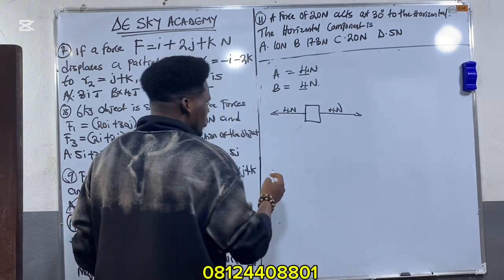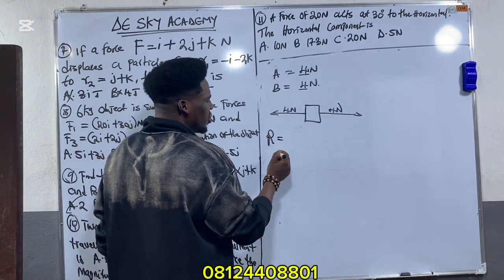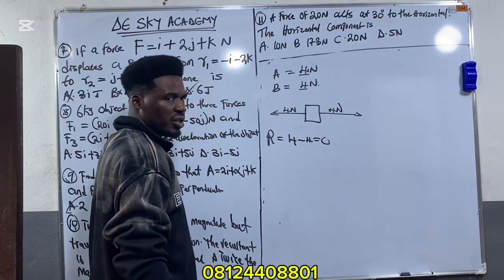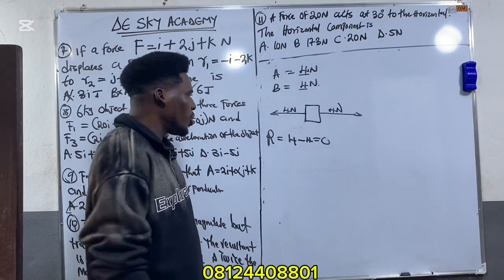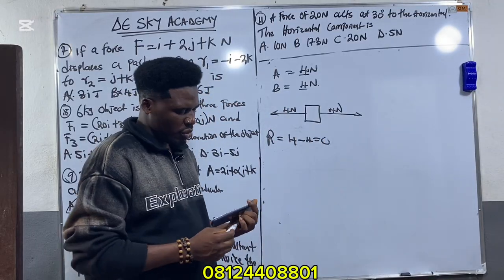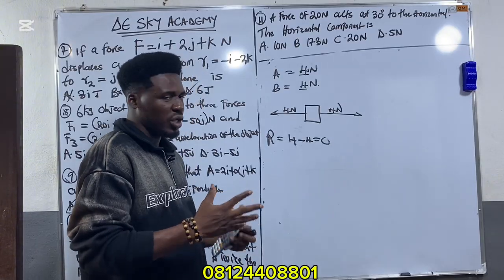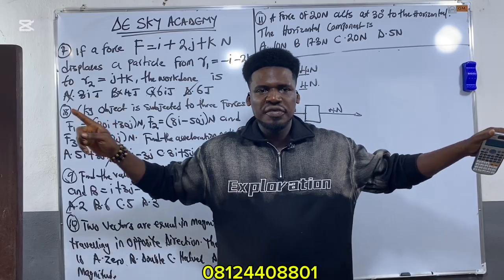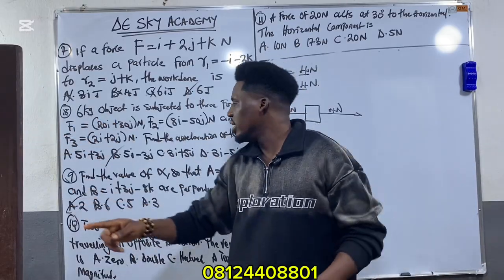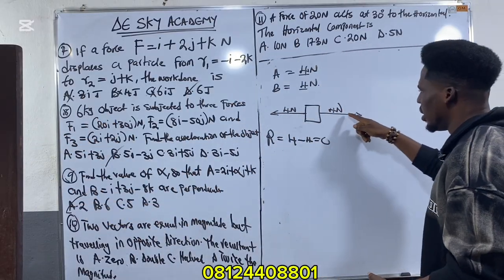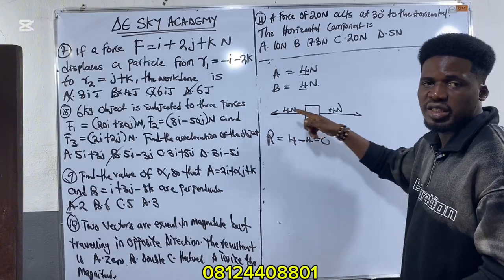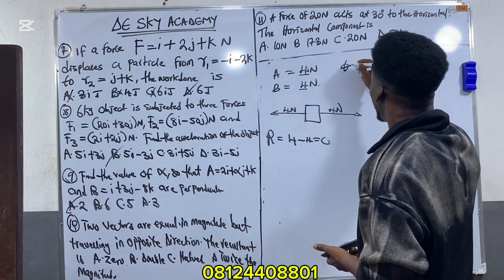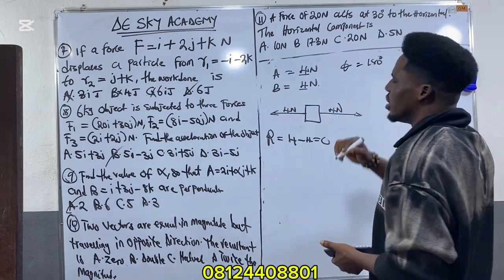So if you subtract, the resultant vector will be 4 minus 4. What is 4 minus 4? 0. But if you don't want to solve it this way, you can also solve it using another method. If they are traveling in opposite directions, what is the angle here? The angle here is 180 degrees, which is the angle in a straight line.